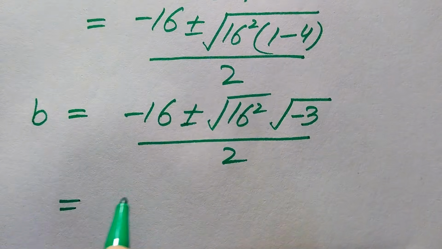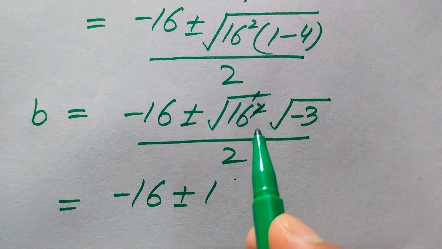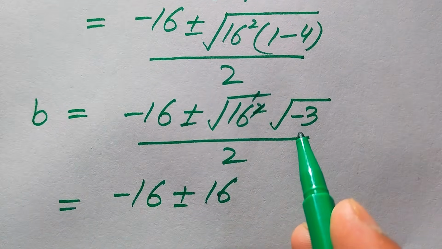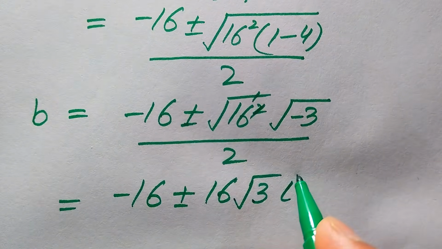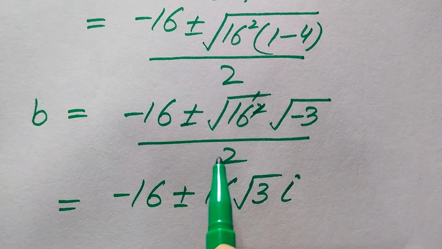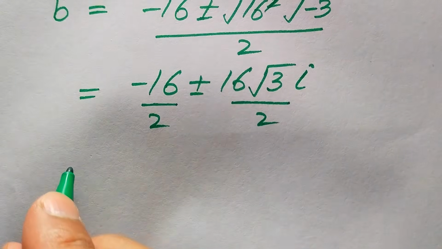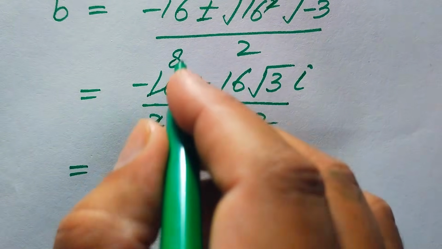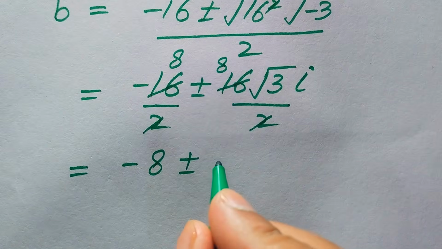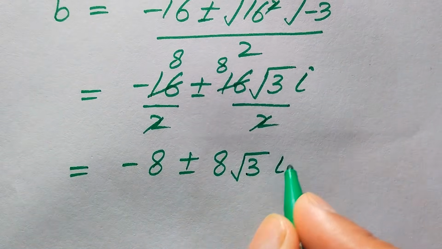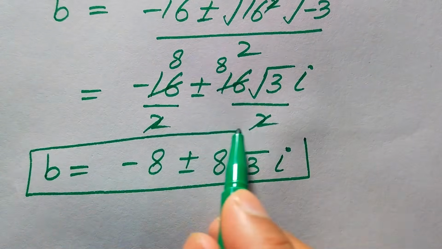And further we have minus 16 plus minus, the square and square root are gone, and we get here 16 only into, here we know that when a negative sign appears inside the square root, it becomes iota, and we write it as square root of 3 into iota. And likewise we break this fraction and we write this 2 separately on both of these two values. And further we have 2 times 8 becomes 16, and we get here minus 8 plus minus, this is also 2 times 8 becomes 16, and we get 8 times square root of 3 into iota. So these are the other two complex roots of the given equation.